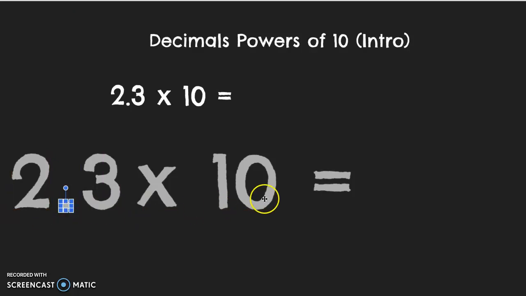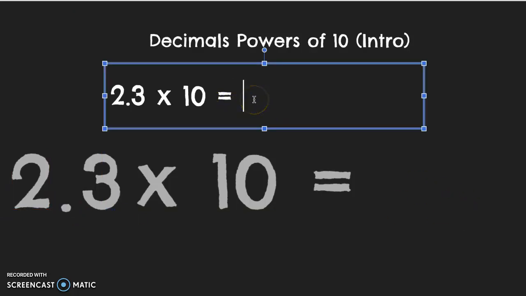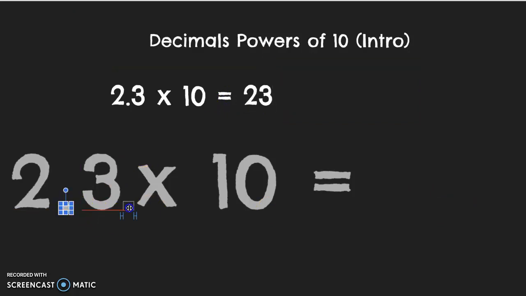Well, we're multiplying it by 10, so that means our number's got to get bigger or smaller. Hopefully you said bigger. So is 0.23 bigger, or is 23 bigger? I'm hoping you said 23. So we would move this decimal to the right, and it would be 23. That's how you would get it, 23.